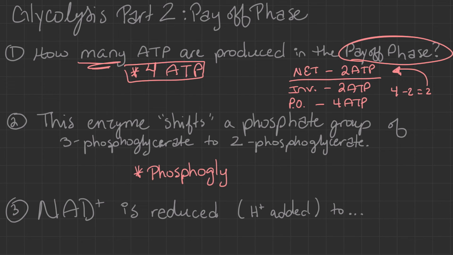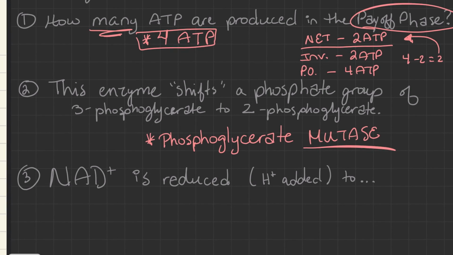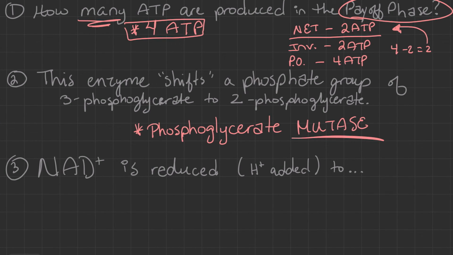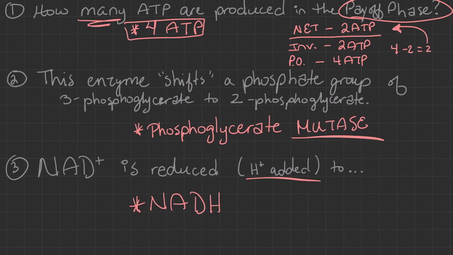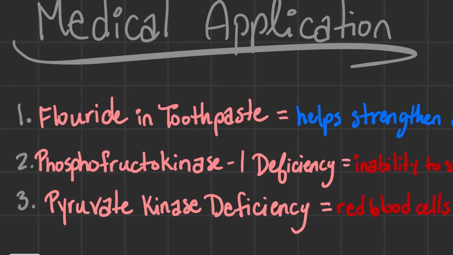All right, number 2, this enzyme shifts a phosphate group of 3-phosphoglycerate to 2-phosphoglycerate. Which enzyme is this? All right, and for the third and final question, NAD plus is reduced to, meaning that hydrogens are added, NAD plus is reduced to what? Guys, that's it for the questions.